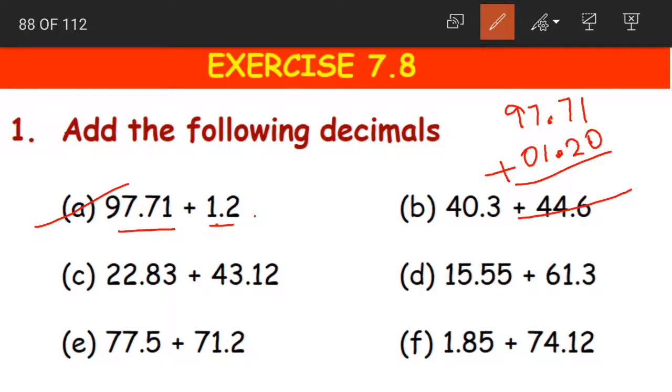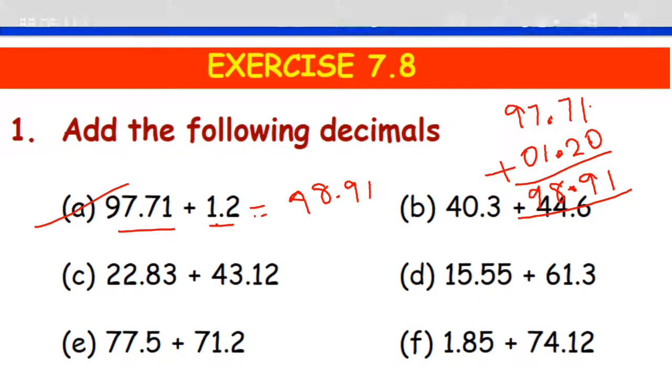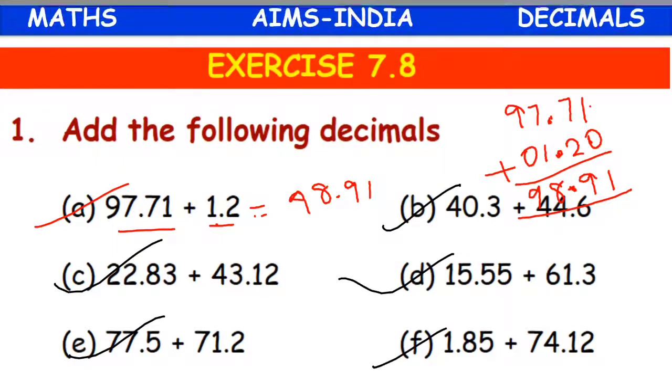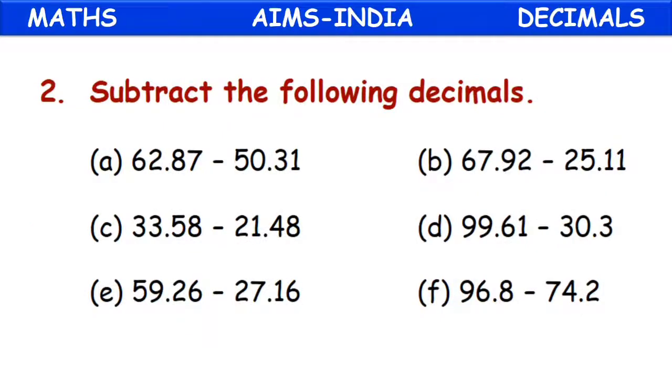Next we have to add them. 1 plus 0, 1. 7 plus 2, 9. We have a decimal point, so the decimal point. 7 plus 1, 8, and 9 plus 0, 9. What is the total answer now? 98.91 is the sum of the given decimals. Yes, children, question number B, C, D, E, and F, I hope you can try solving these questions for your homework.